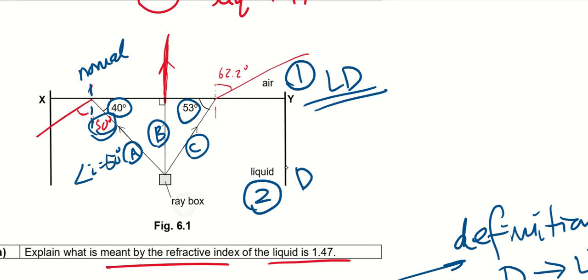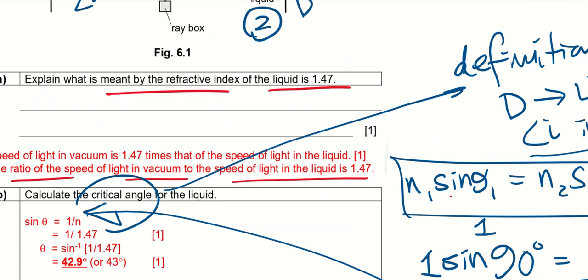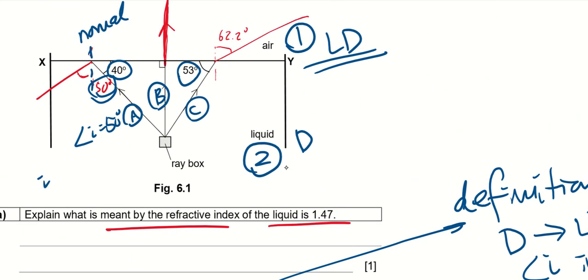And your critical angle is 42.9. That means this angle is greater than the critical angle. Therefore, there will be TIR, total internal reflection. That means this angle will also be 50 degrees. The light ray will not emerge from the denser medium into the less dense medium for light ray A.